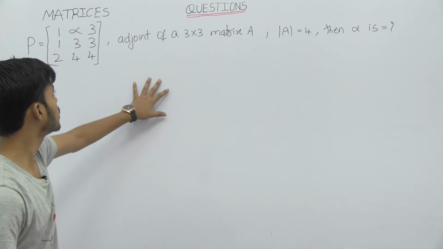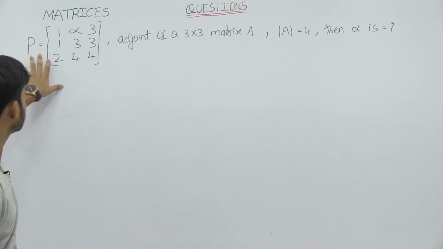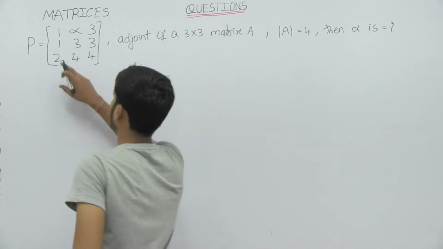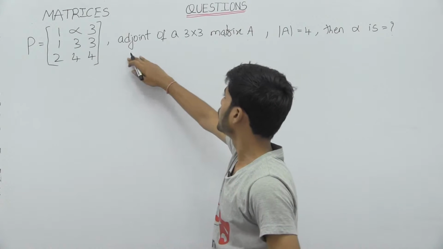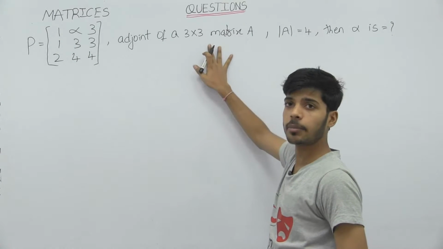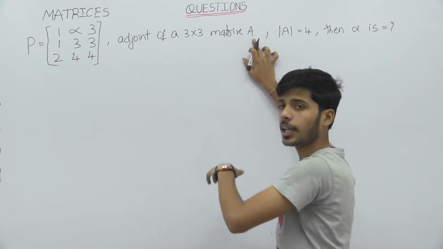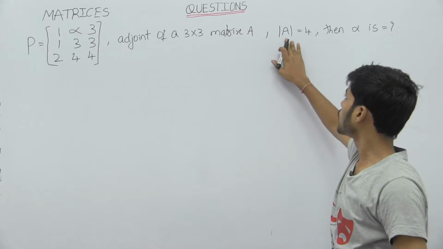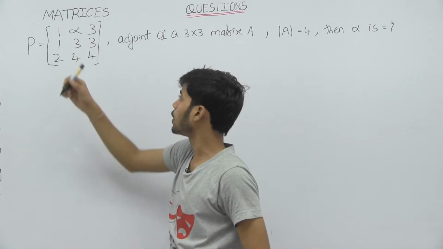Okay guys, let's go over to the next topic, which is matrices. Here we are given a matrix P equals [1 alpha 3; 1 3 3; 2 4 4], which is the adjoint of a 3 by 3 matrix A. So this matrix P is the adjoint of A, and we also know modulus of A is equal to 4. Then we need to find the value of alpha.